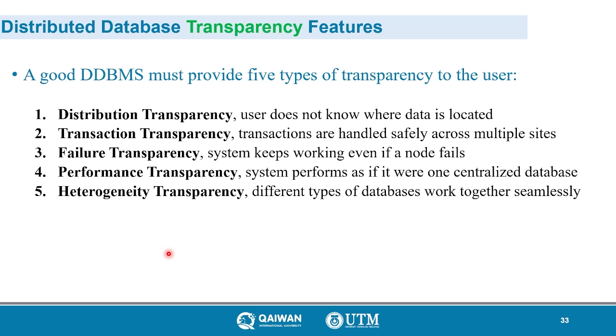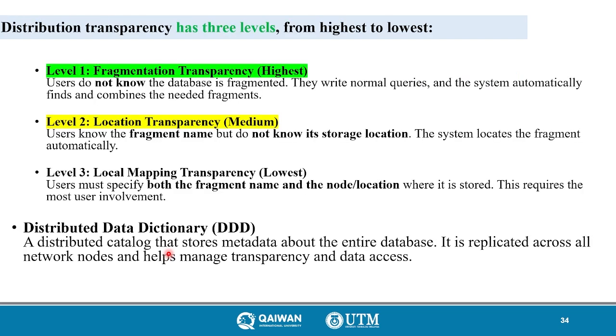Transaction transparency. Transactions are handled safely across multiple sites. Failure transparency. The system keeps working even if a node fails. Performance transparency. The system performs as if it were a centralized database. Heterogeneity transparency. Different types of databases work together seamlessly or smoothly, or as we say, with no problem.